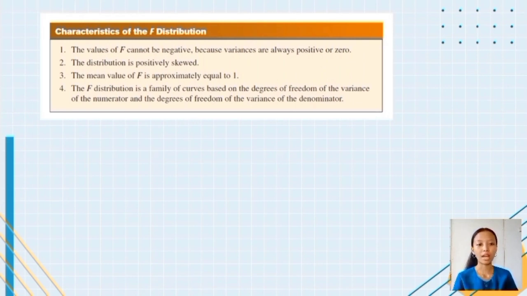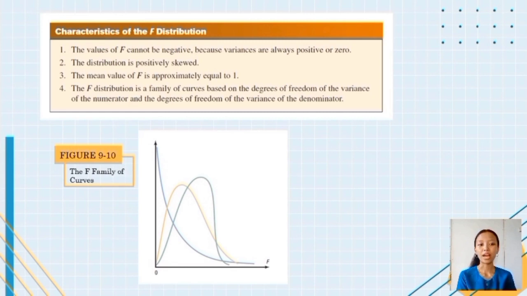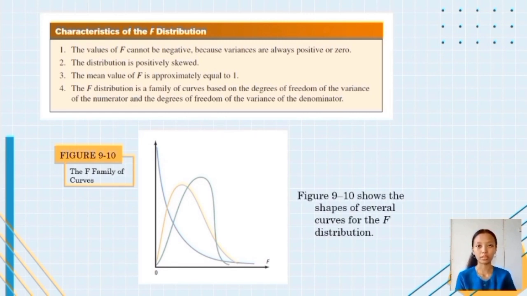First, the values of F cannot be negative because variances are always positive or zero. Second, the distribution is positively skewed. Third, the mean value of F is approximately equal to 1. And the last characteristic is that the F distribution is a family of curves based on the degrees of freedom of the variance of the numerator and the degrees of freedom of the variance of the denominator. In this figure, Figure 9-10, it shows the shapes of several curves for the F distribution.